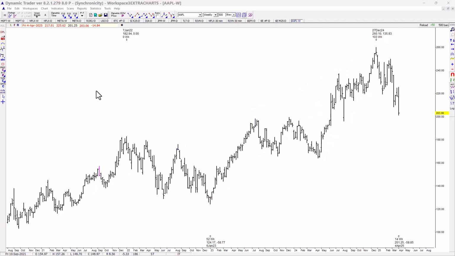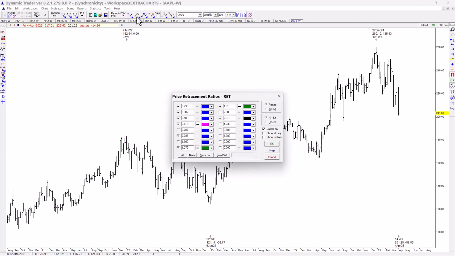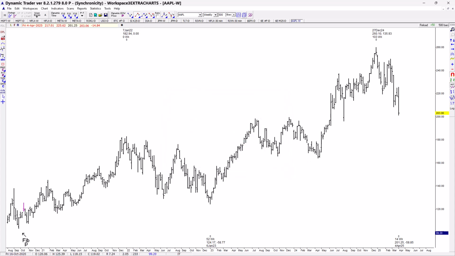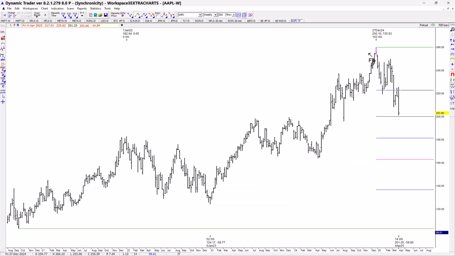This is using the two-pointed tool, which is basically where you're getting both the retracements and the extensions. The way that you're getting the extensions is that you're adding these levels into the two-pointed tool: 1272, 1618, and 2618, besides the regular retracements. So let's start over here, low to the high.